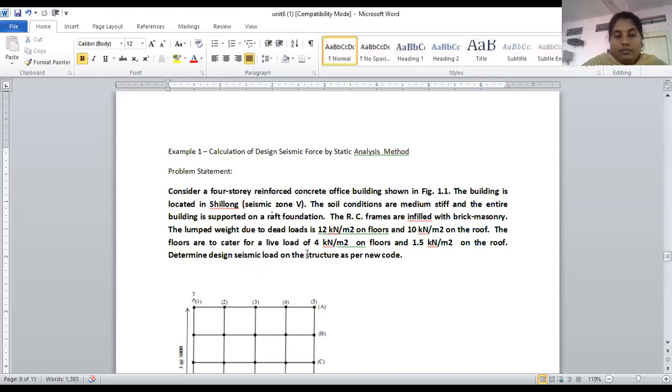Next, dead load on each floor is equal to 12 kilonewton per meter square.